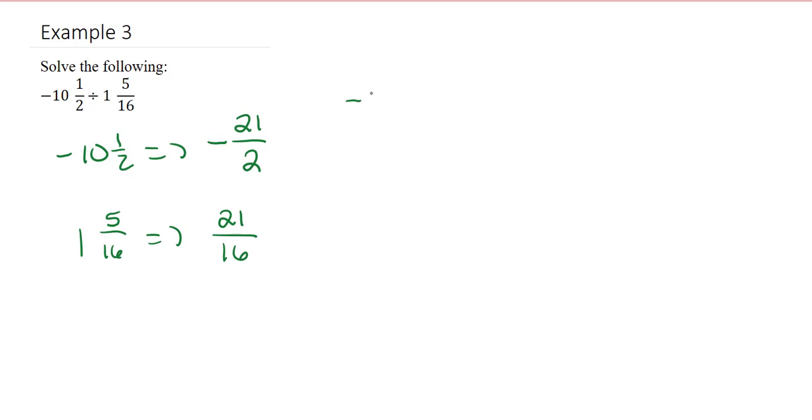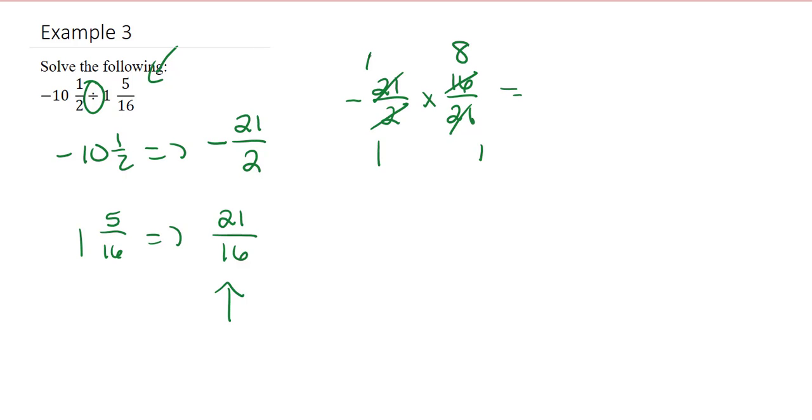So let's set this up. We're going to change this to multiplication and take the reciprocal of the second one. So we're going to put 16 over 21. Then we're going to cross out these 21s, and they just become 1, because 21 over 21 would just be 1. Then 16 divided by 2 is 8, and 2 divided by 2 is 1. Then we just multiply what's on the top. So 1 times 8 is 8, and 1 times 1 is 1, so we just get 8.